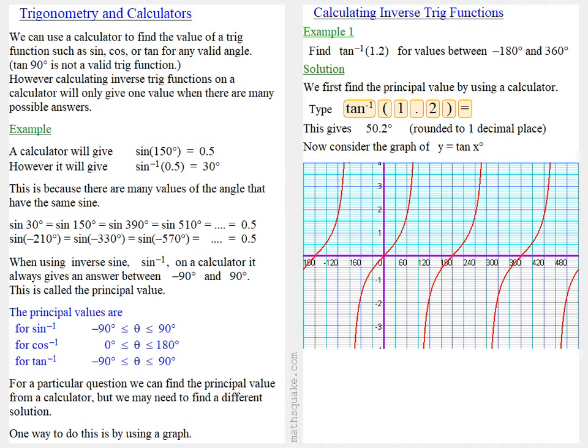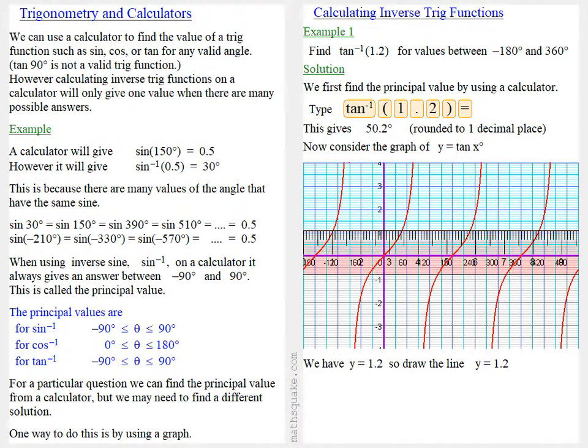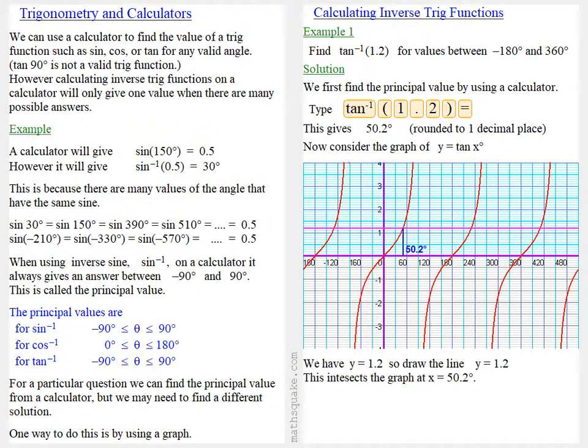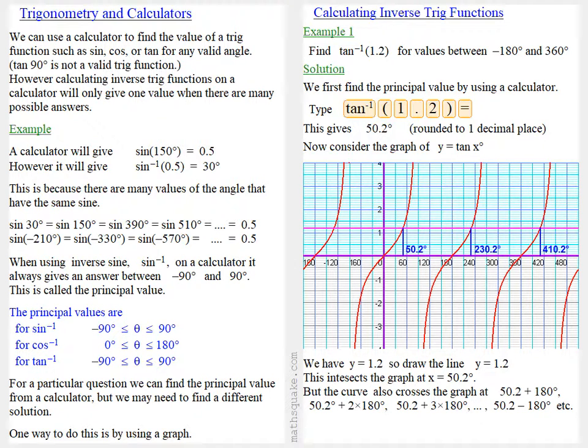So we can then consider the graph. Now we have y equals 1.2, so we can draw a horizontal line y equals 1.2. Now, we know this intersects the graph at 50.2, and we can see that. But the line also crosses the graph at other points. One of those is 50.2 plus 180 degrees. Another is 50.2 plus 2 times 180 degrees. Another is 50.2 plus 3 times 180 degrees, and so on. Or 50.2 minus 180 degrees, and so on.